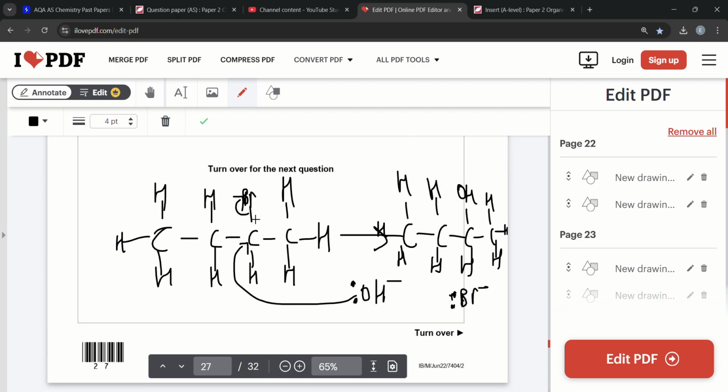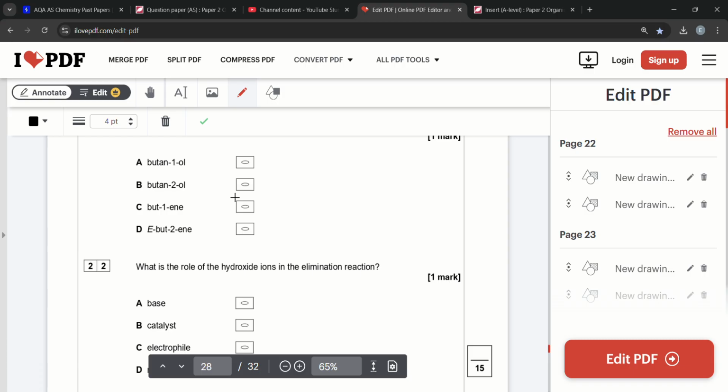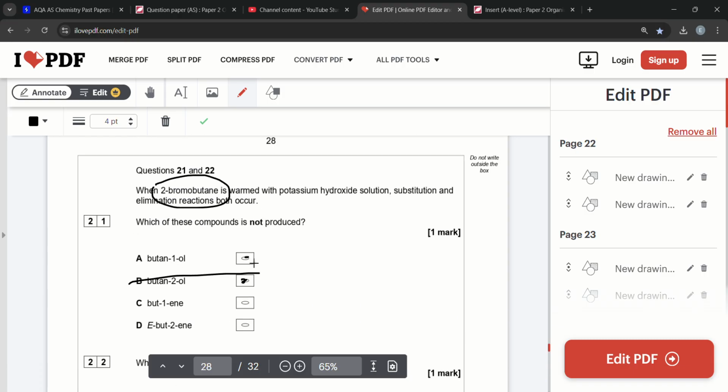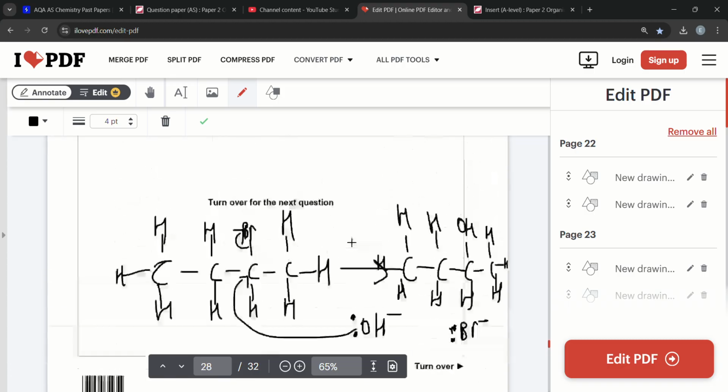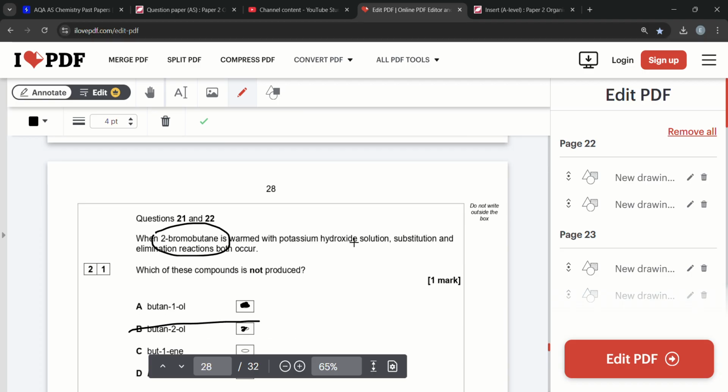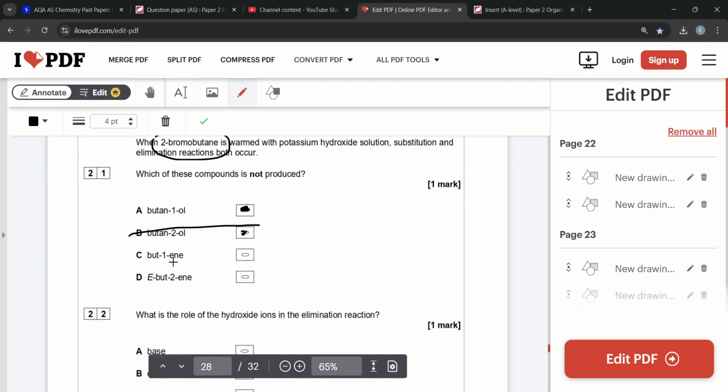All we're doing in nucleophilic substitution is replacing that group. So in this case, we're replacing the Br group with the OH group. So it cannot be butan-1-ol. Yeah, it is butan-2-ol. It cannot be butan-1-ol. If it was 1-bromobutane, then it would be, but it's 2-bromobutane, so we don't form that. And therefore, I didn't have to even look at the elimination reaction.